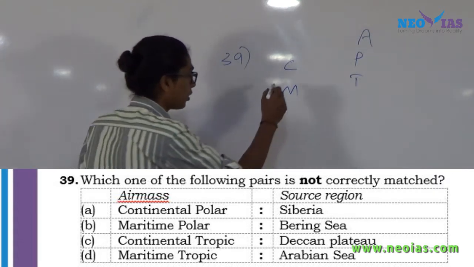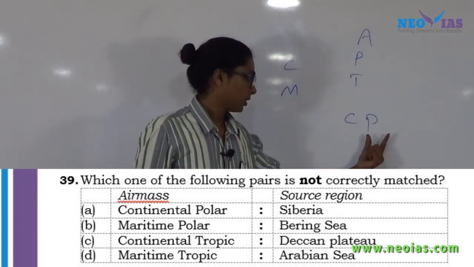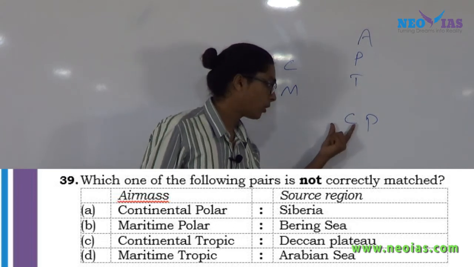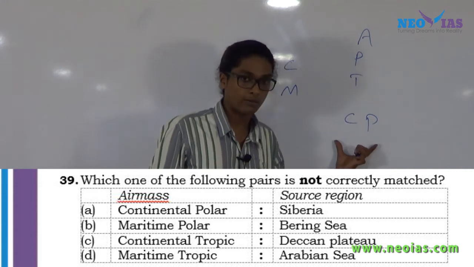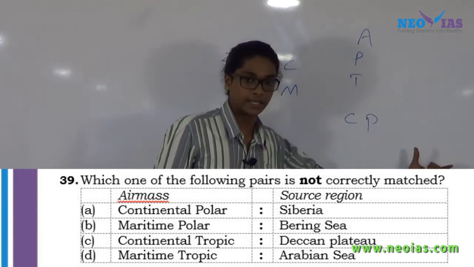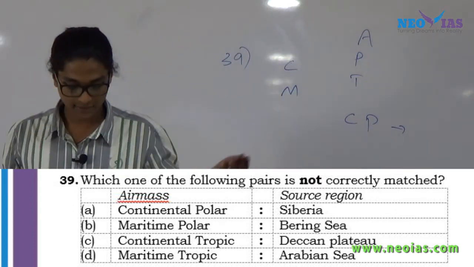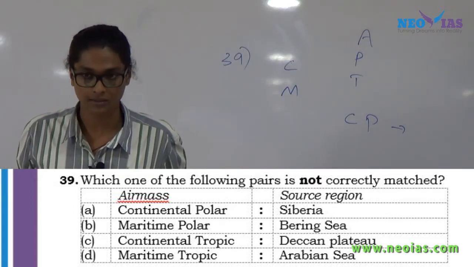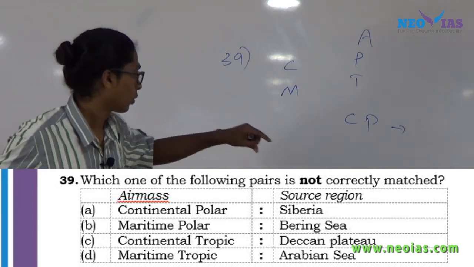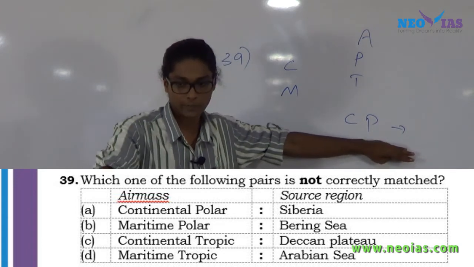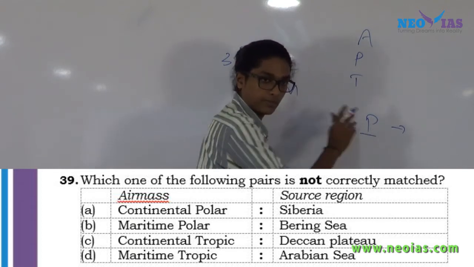So if you are saying continental polar, that means that particular air mass is having less amount of water vapor and the temperature is very low. Now, see the option given against continental polar, Siberia regions. That region will act as a source region for the formation of continental polar air masses, because Siberia is nothing but a continental region situated towards the polar regions, right?